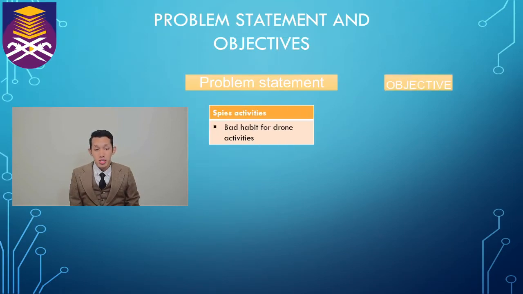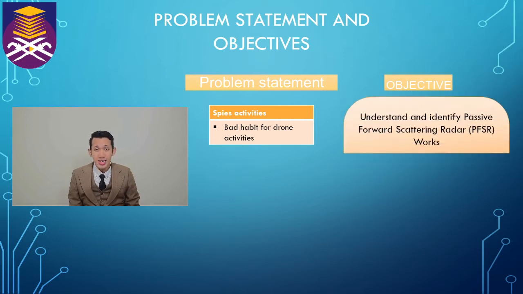My problem statement and objective. First, my problem statement is spy activities, which is a bad habit of drone activities. So my first objective is to understand and identify how the passive forward scattering radar works.